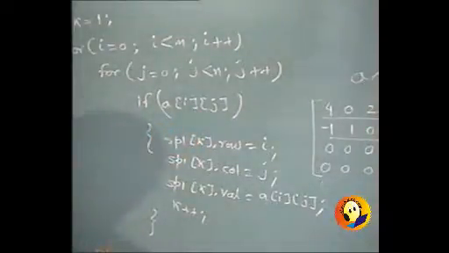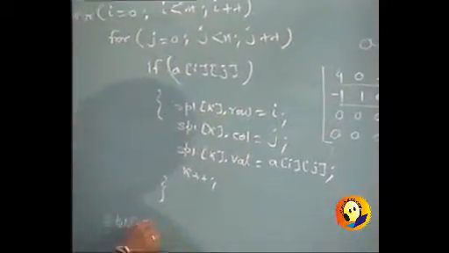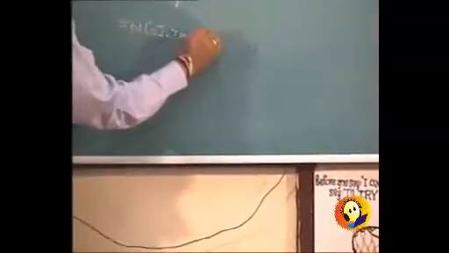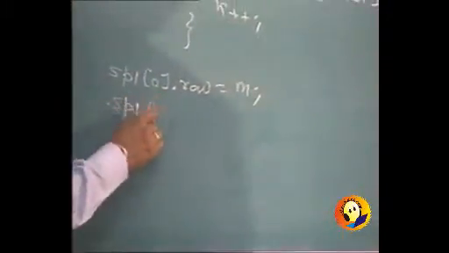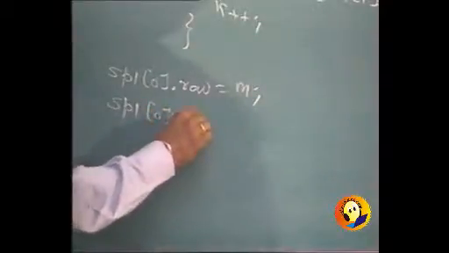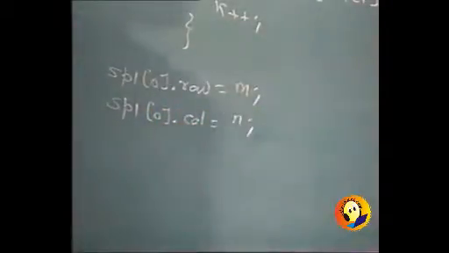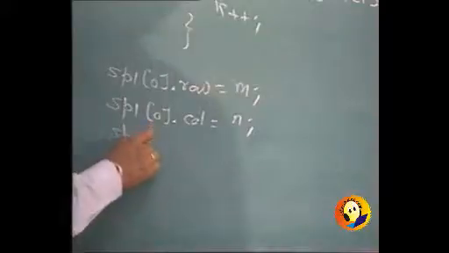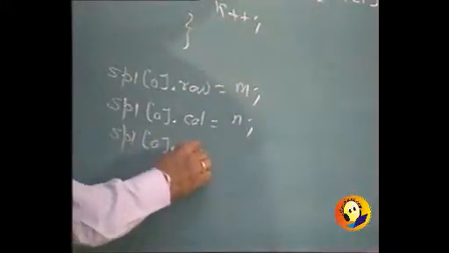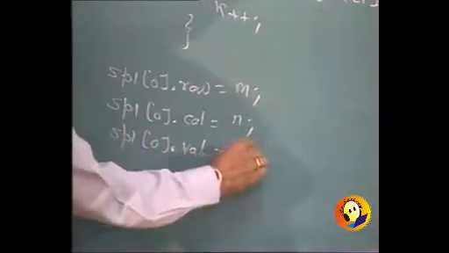Now I will be filling up that 0th one. I will say SP1 square bracket 0 dot row is equal to m, because there are m rows. SP1 square bracket 0 dot column is equal to n, and SP1 square bracket 0 dot val will be K minus 1.